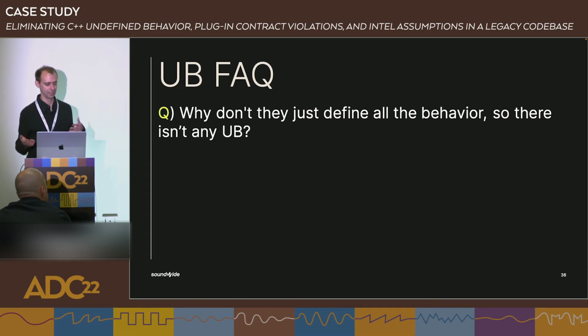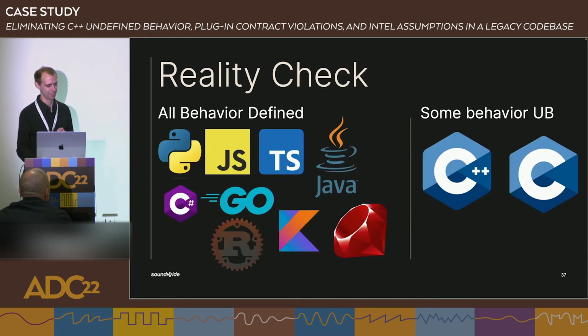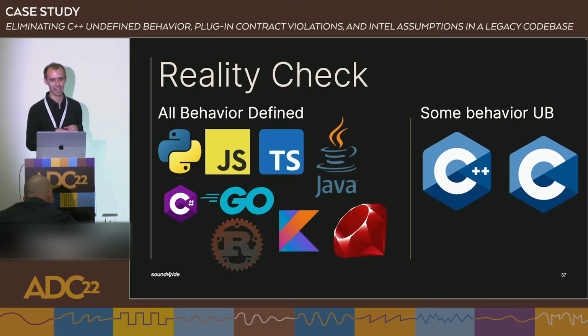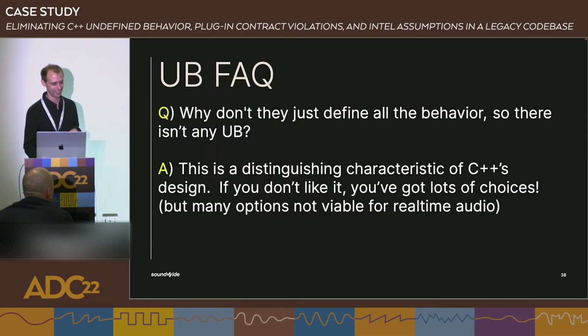Another question that comes up a lot is, why don't they just define all the behavior so there isn't any undefined behavior left, and then I don't have to worry about this? This is actually a pretty controversial question in the C++ community, because it's a place where C++ is out on a limb. I looked through the top Stack Overflow languages, and of the top 15 or so, the only 2 that had any behavior that wasn't defined were C++ and C. So this is really a core part of what C++ is. And I think the people developing the C++ compilers believe it's a core way they can get optimizations that other languages can't.